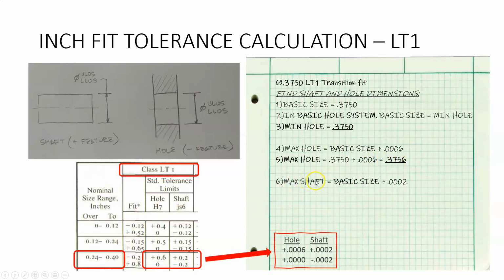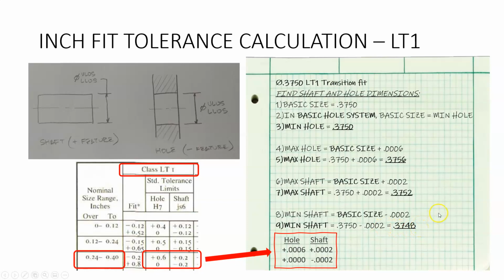The maximum shaft is the basic size plus 0.2 of a thou. And there's our plus right there, or there. And so the maximum shaft is 0.3750 plus 0.0002 is 0.3752. And the minimum shaft is the basic size minus 0.2 of a thou. There's the minus sign. And so the minimum shaft is 0.3750 minus 0.2 of a thou, or 0.3748. All right, and so this gives us our final answer for the shaft and the hole.